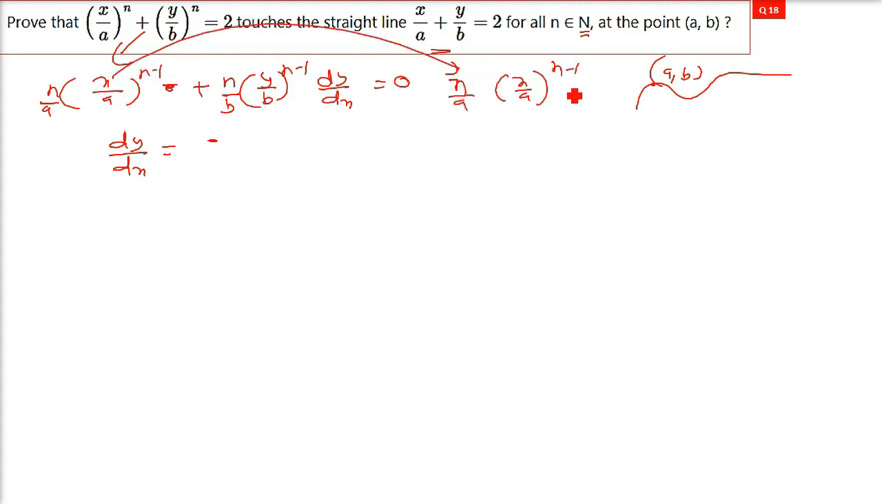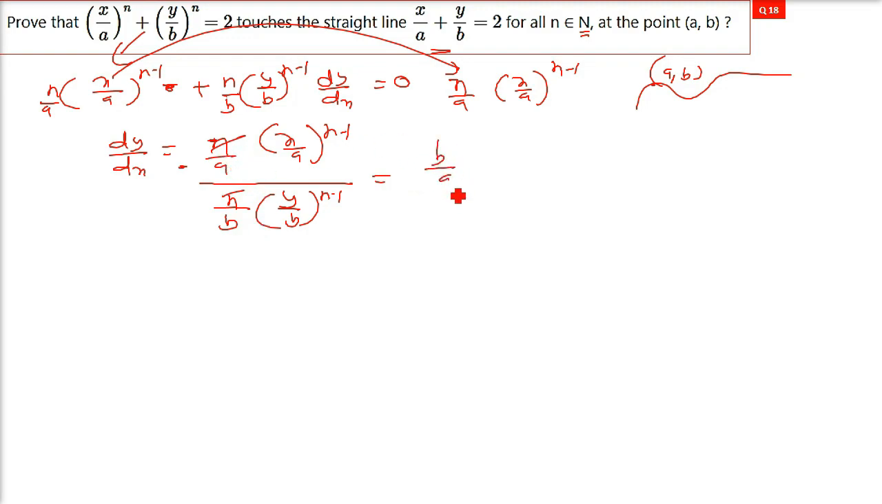So n by a, x by a to the power n minus 1 is in the numerator, and in the denominator we have n by b, y by b to the power n minus 1. As I said, the negative will definitely come because there is a plus sign on the left hand side. Now just see, n gets cancelled, b goes up, a goes down. x by a and y by b can be combined because the powers are the same. The power is n minus 1. So x by a divided by y by b, this becomes b by y, so we have bx by ay, raised to n minus 1.